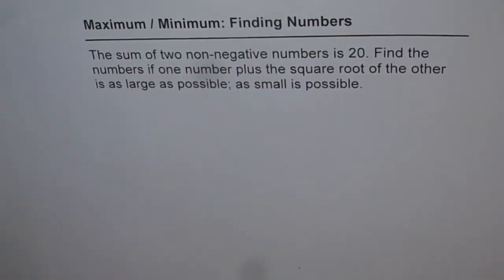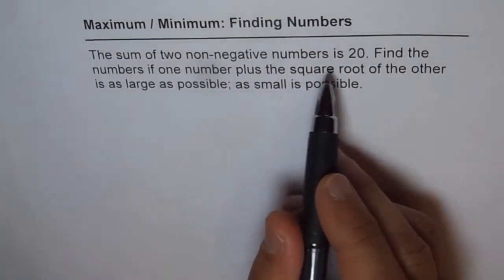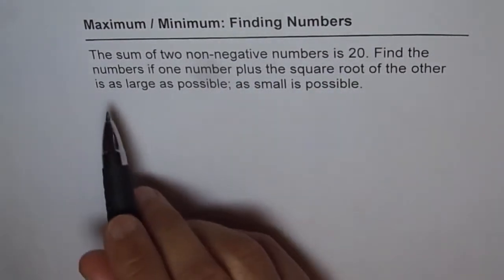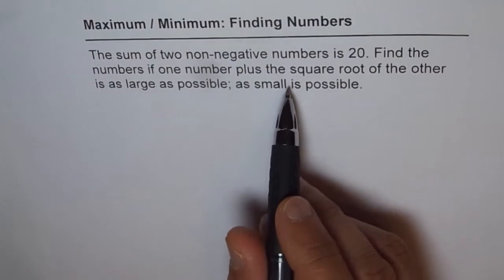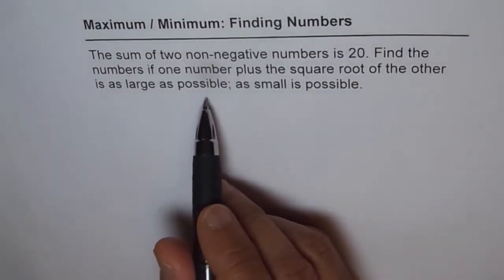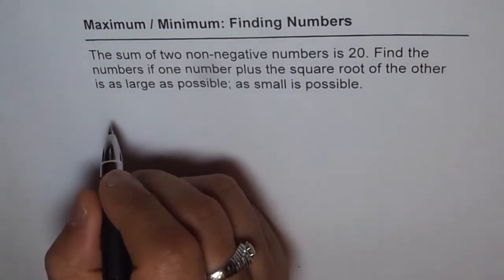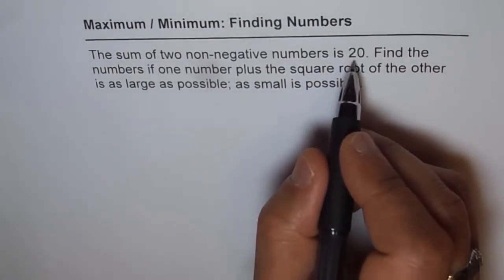Maximum minimum finding numbers. The sum of two non-negative numbers is 20. Find the numbers if one number plus the square root of the other is as large as possible or as small as possible. So what we are given is that two numbers' sum is 20.